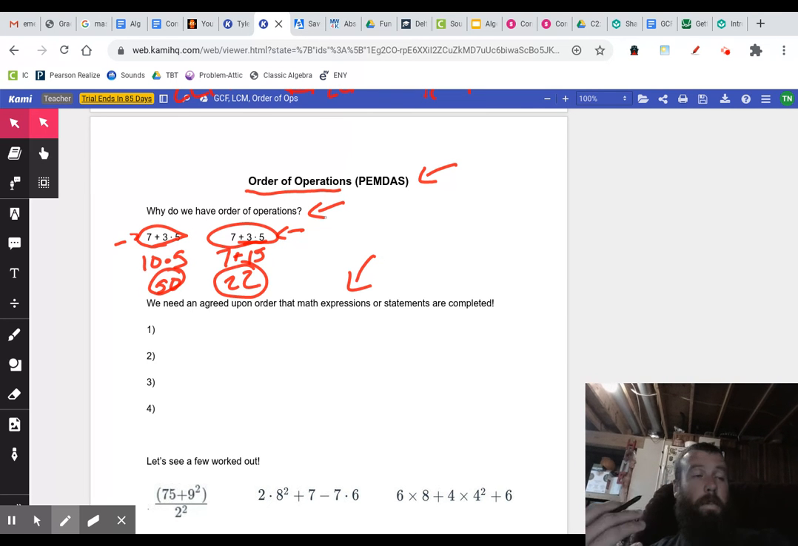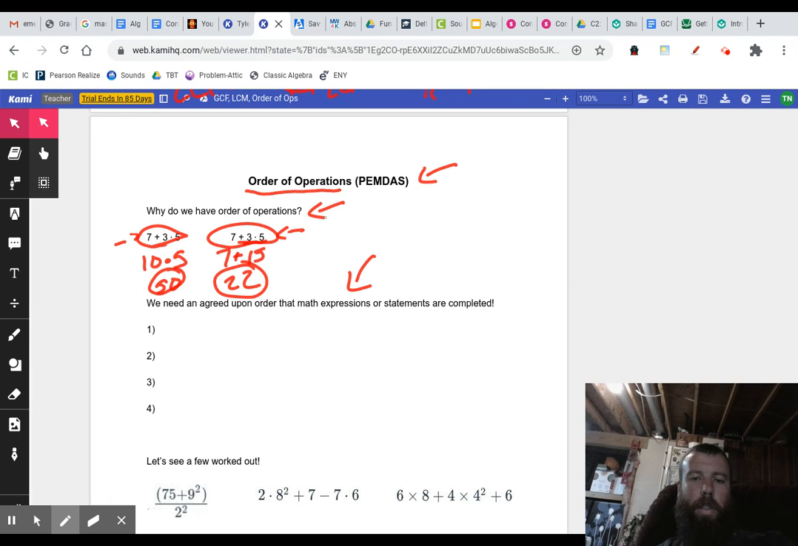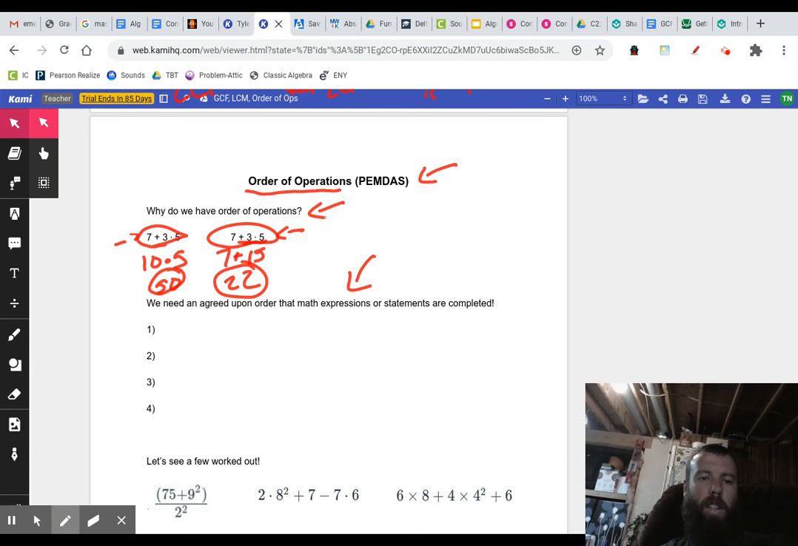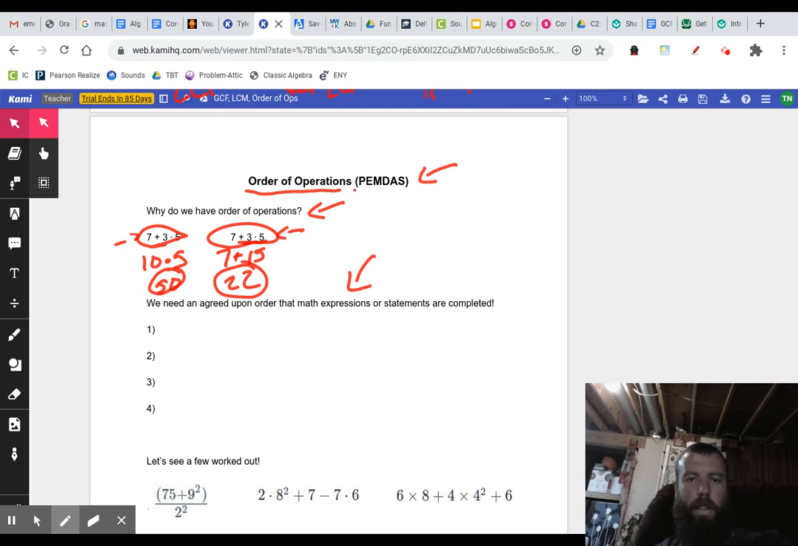So somebody much, much smarter a long, long time ago, somebody that was very, very dead, came up with this order that we should be following. So the order, for this PEMDAS, right, is P is for parentheses, right? E is for, what's E for? It's for exponents, right?